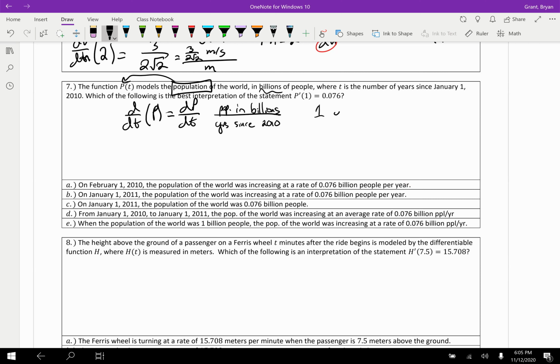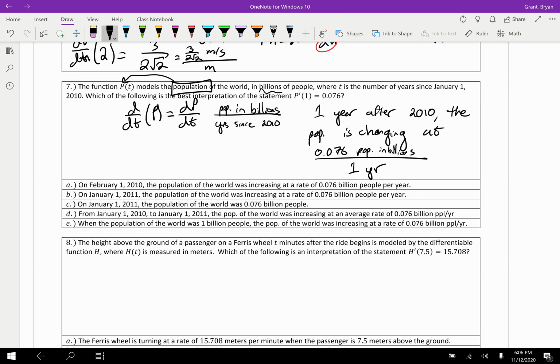So 1 year after January 1st of 2010, the population is changing. That is changing is our big buzzword here. Is changing at 0.076. And again, I'm just going to keep this as population in billions per every 1 year, and I think that should be fine. So let's see, how do we do here? On February 1st, I think it's number of years, not number of months, so that one's out. January 1st, 2011, that looks pretty good.